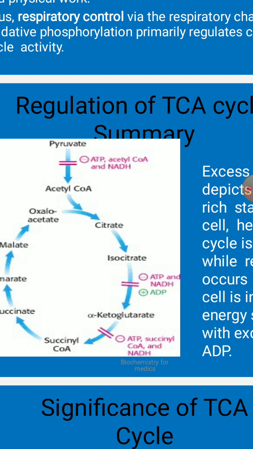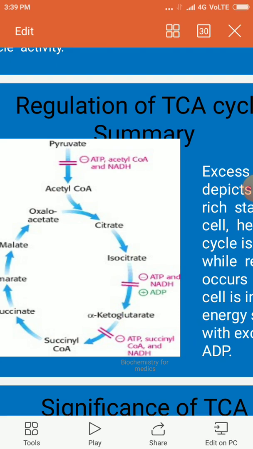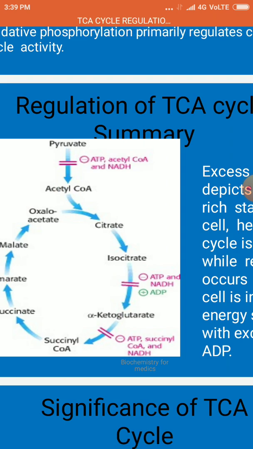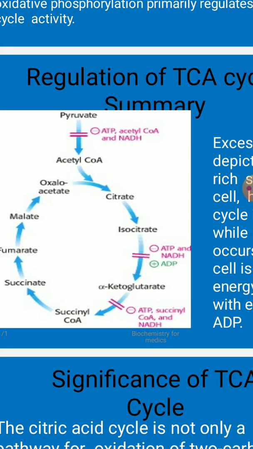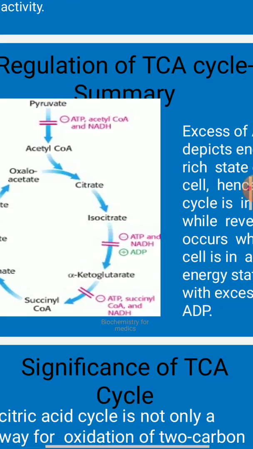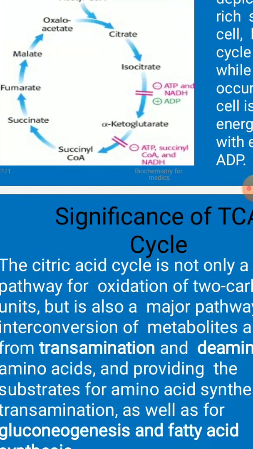See here, ATP, acetyl-CoA and NADH are going to act as inhibitors of this enzyme, that is pyruvate dehydrogenase. Here you can make out ATP and NADH, same for isocitrate dehydrogenase. ATP, succinyl-CoA and NADH concentration is going to act as an inhibitor for alpha-ketoglutarate dehydrogenase. So these are all the inhibitor molecules which you can come across in this particular TCA cycle.